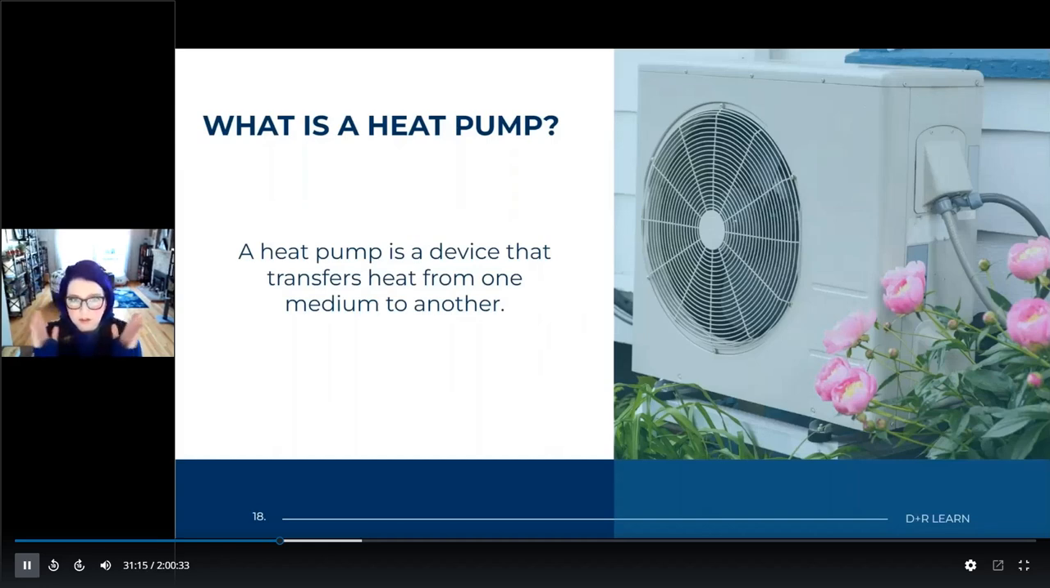So let's make sure we're all speaking the same language. A heat pump is a device that transfers heat from one medium to another. That's it in its most basic form. It is a piece of technology that takes heat from something and moves it into something else. Next one, Lester.